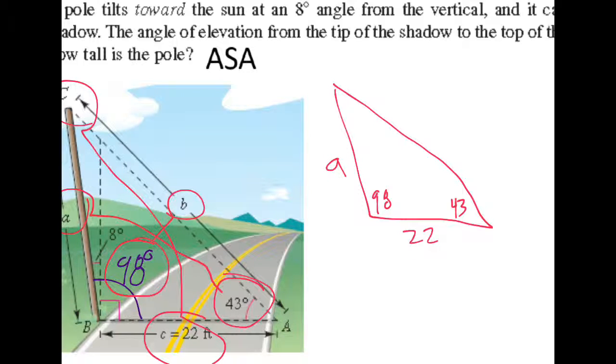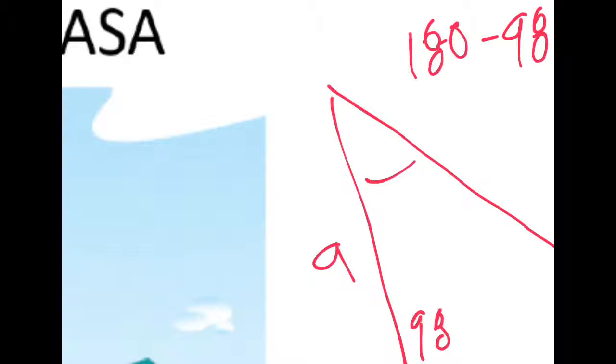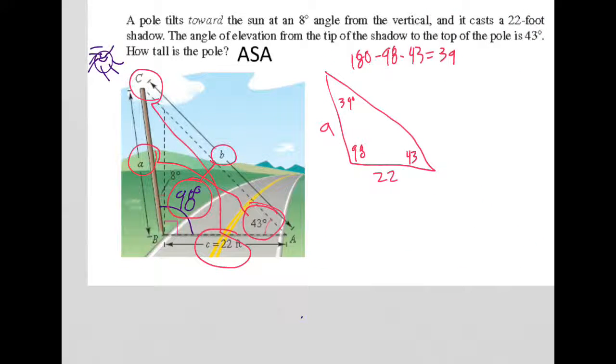So in order to be able to find A, we need to know another piece of information, but we don't know any other sides, so we have to figure out what that angle right there is. But that's just a matter of taking 180, subtracting 98, subtracting 43, and getting 39. And so now I do have enough information to use the law of sines, because I now have a complete ratio of opposites. So let's see what I do.